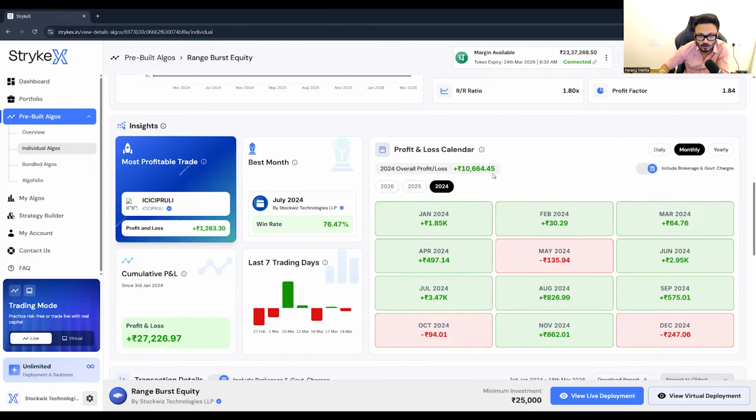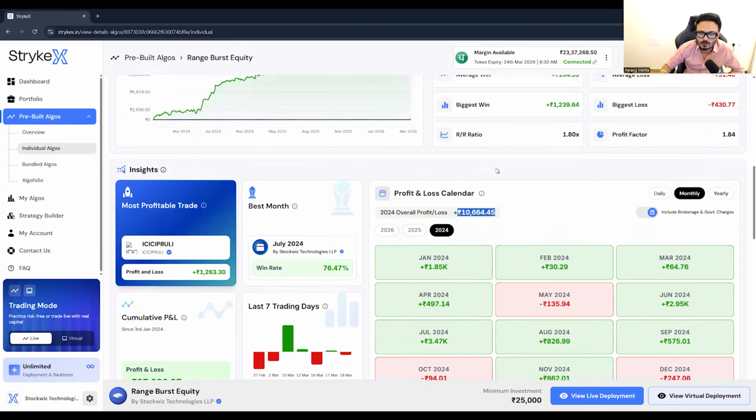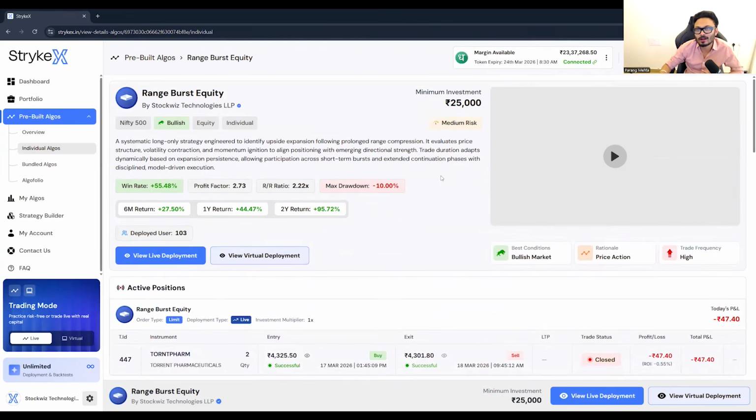But in 2024, you will see the returns are even higher because the markets were very bullish, right? So in some months, it even made 3.5 thousand rupees. It made 3,000 rupees. So on a 25,000 rupee capital deployed, it almost made a 40% return in 2024. So equity strategies are very dependent on what the markets are going to do because they're primarily bullish strategies. So that's basically a definition of individual algos.